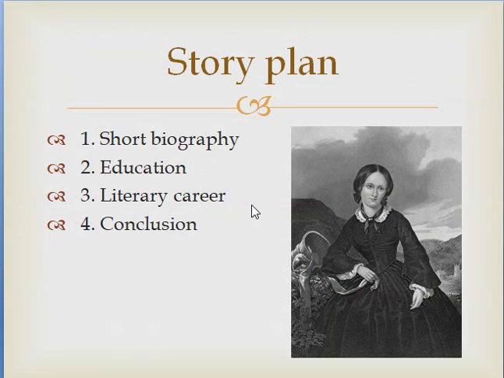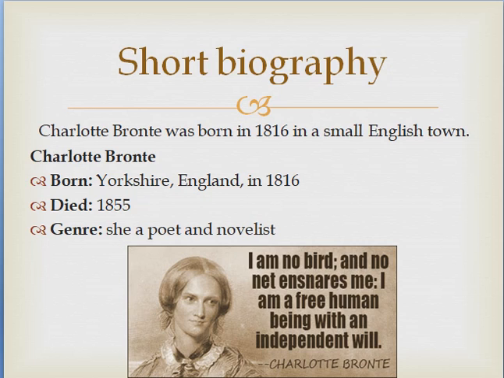So in this lesson, you will find the short biography of Charlotte Bronte, her education, her literary career, and a conclusion. Charlotte Bronte was born in 1816 in a small English town in Yorkshire, England, and she died in 1855. Apart from a novelist, she was also a poet.